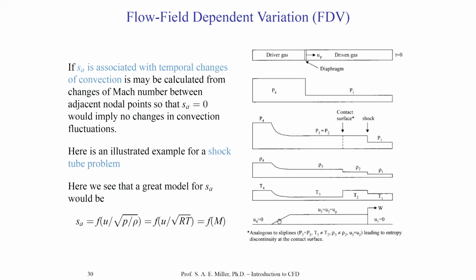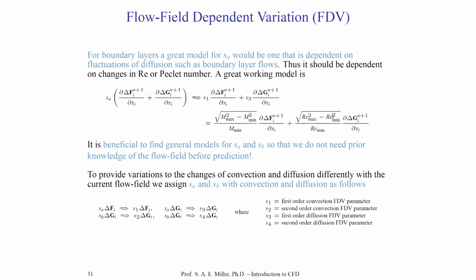Here we show particular solutions of the shock tube problem. We also show relative velocities, pressures, and temperatures. You can see in this particular case, SA will vary depending on the particular solution of where it is in the system. Let's look, instead of a shock problem, at a boundary layer problem.